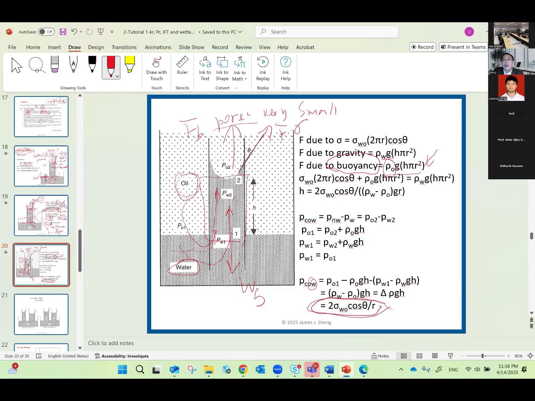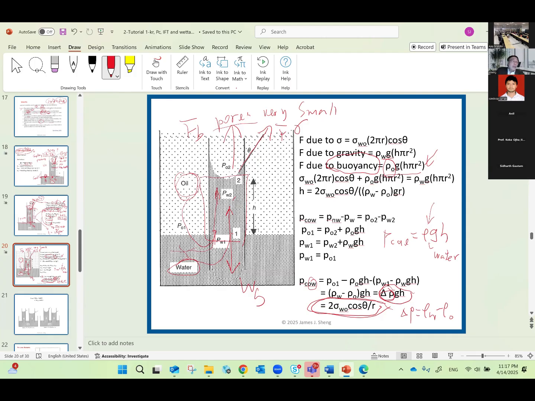By then you analyze, make some arrangement, you will find this relationship. And we found PC is equal to rho g h. What in the air and liquid case, what have we said? PC for air and liquid, we get rho g h. But this rho is water, right? But here now we have delta rho. What is delta rho? Delta rho is equal to rho W minus rho oil. So the only difference is rho here, but delta rho in the case of oil and water.